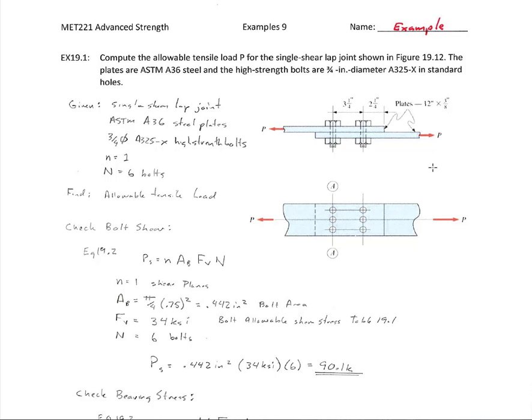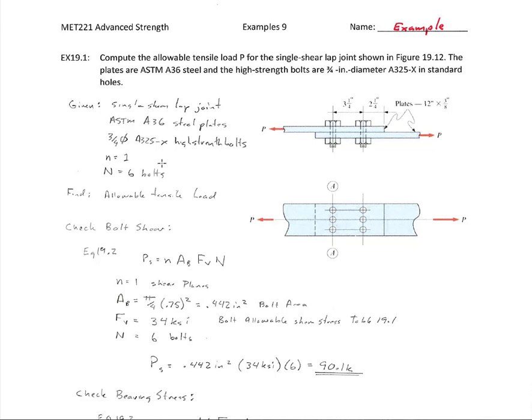The plates are ASTM A36 and the high strength bolts are 3/4 inch in diameter, A325X in standard holes. Okay, so given a single shear lap joint shown, the plates are ASTM A36. We have a 3/4 inch diameter bolt, and that's A325-X. That's high strength bolts.